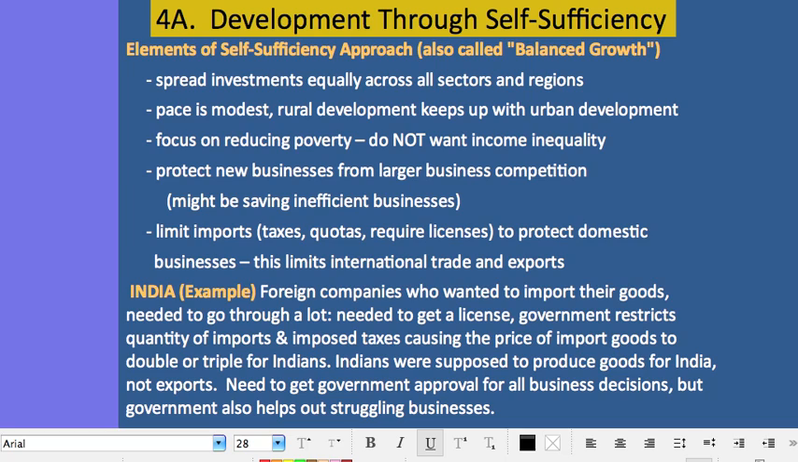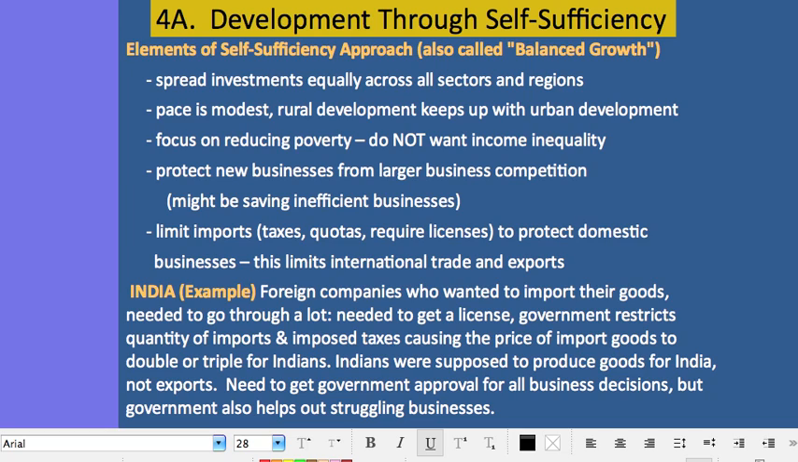Require lots of licenses or just different, in a sense, hoops that businesses outside of the country need to go through to provide a good or service. And this is all, again, to protect what's happening inside the country, because it's trying to protect and reduce that poverty and make sure everybody is helped. So India is an example that uses the self-sufficiency model.